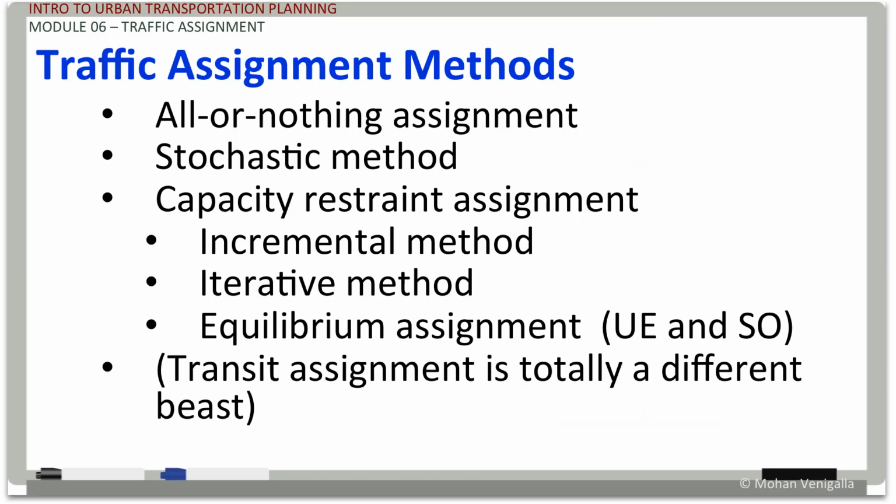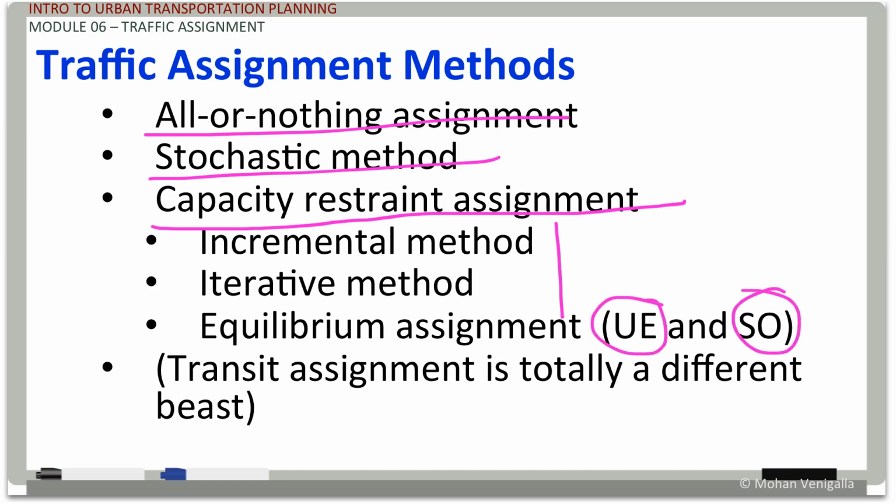So the methods we are going to learn are all or nothing, stochastic method, capacity restraint assignment. Within that you have the incremental method, iterative method, and equilibrium: user equilibrium and system optimal. Again, we are not going to touch upon transit assignment in this course, which is totally different, of course, for want of time.